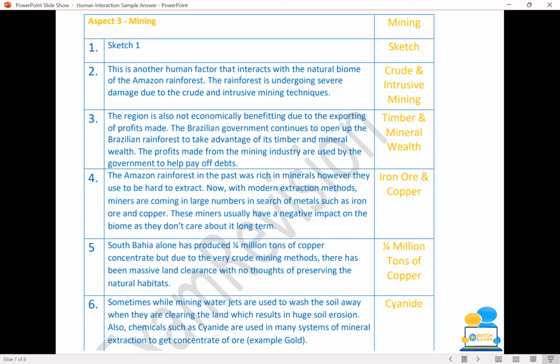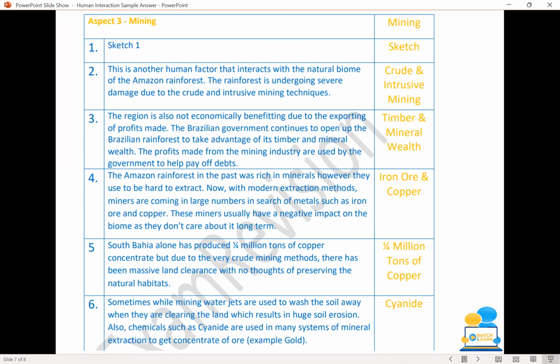Third thing is timber and mineral wealth. The region is also not economically benefiting due to the exporting of profits that are made. The Brazilian government continues to open up the Brazilian rainforest to take advantage of its timber and mineral wealth. The profits made from the mining industry are used by the government to help pay off the debts that they have. So it's not even benefiting the local people in and around the Amazon region. It's all servicing the Brazil government's debts.